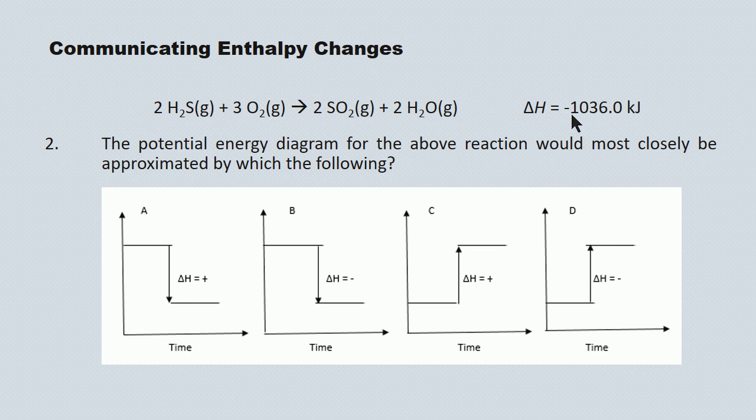So we need a potential energy diagram for an exothermic system. I would submit C and D are both out. C and D both reflect endothermic reactions. A and B represent exothermic reactions, but you'll notice there's a problem with A. A is reflecting a positive enthalpy change. Positive enthalpy changes typically reflect endothermic reactions, not exothermic reactions. And therefore the correct answer here is B.